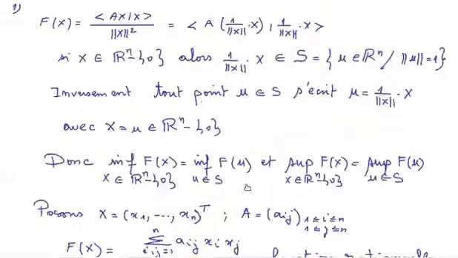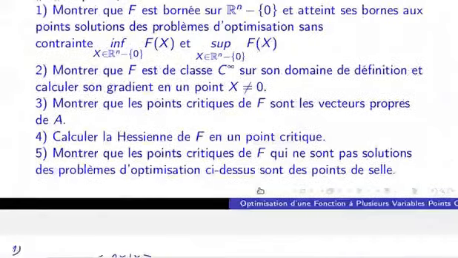Last question. Show that the critical points of f, which are not solutions to the optimization problems, are above, that is to say, the inf and the sup of f, are saddle points.